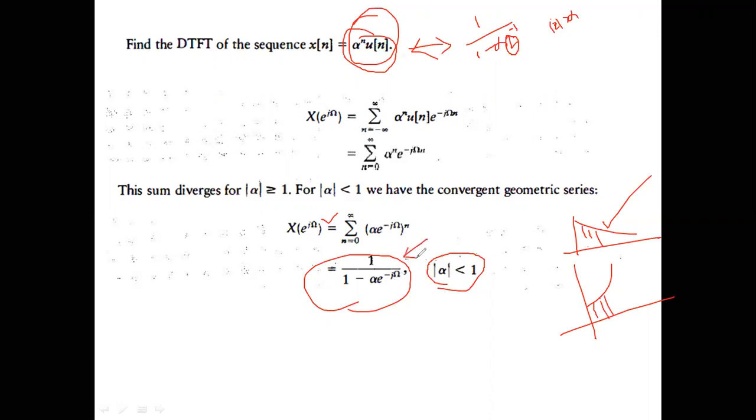The second thing is the DTFT does not exist for all values. It exists only for those values where your x of n is stable or converging. For example, here it exists only for magnitude of alpha less than 1. For magnitude of alpha greater than 1, since the signal is diverging, the DTFT does not exist.